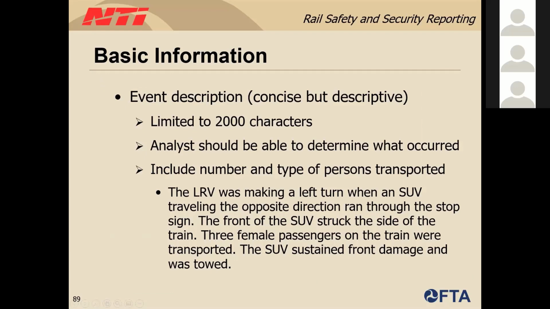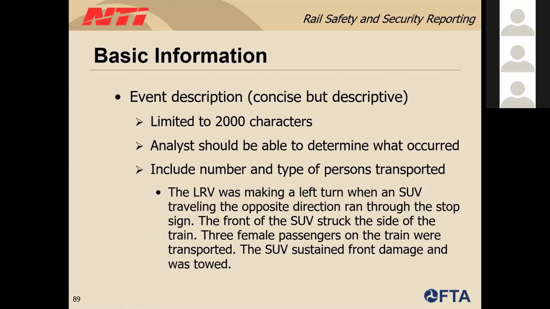The basic information screen also captures the event description. The description box can hold 2,000 characters. If you exceed the 2,000 character limit, a message will pop up that you exceeded the limit. You will not be able to continue to the next screen until you've reduced the number of characters.